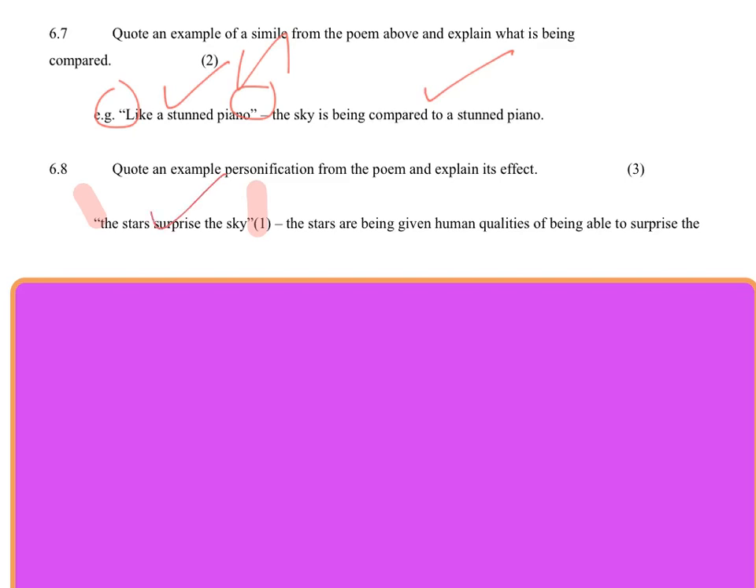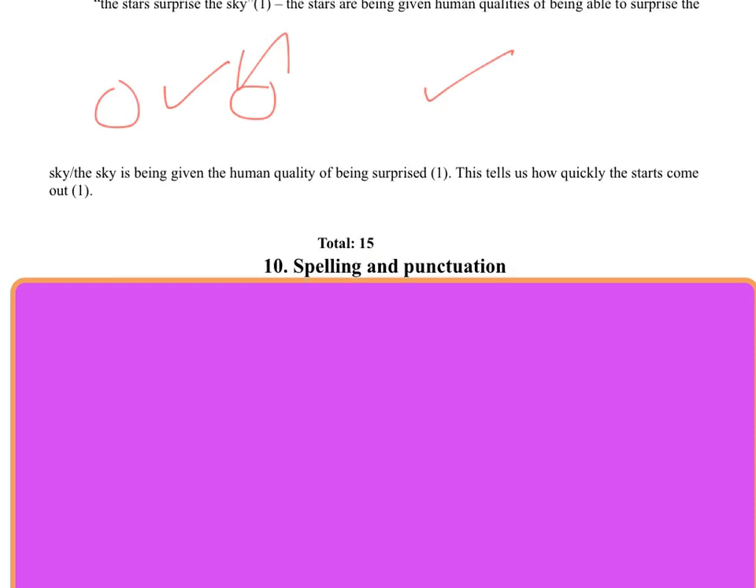And then the effect is you want to say what is the human quality being given. So the stars surprise the sky. The stars are being given the human quality of being able to surprise the sky. So that's the one mark. Or you could say the sky is being given the human quality of being surprised, one mark. And then the other is the stars come out so quickly that it's as if it surprises the sky. That's the point of that personification there.